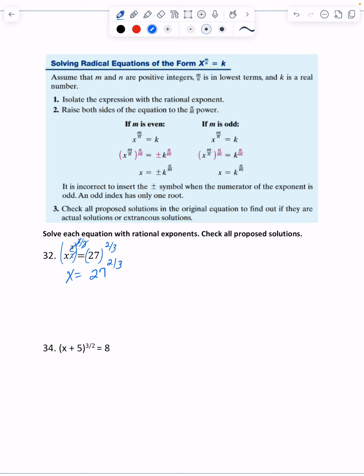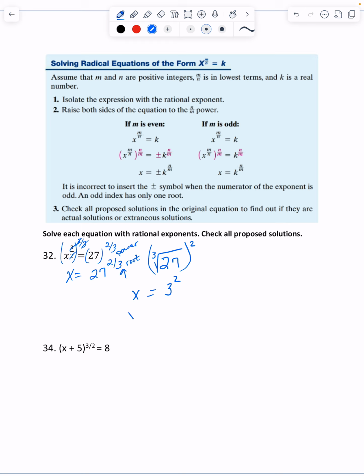There's actually two ways that I could do that. The denominator tells me the root, and the exponent, or the numerator, tells me the power that I'm going to use. So in this particular problem, this is the easiest way to do that because I know that the cube root of 27 is a perfect cube. What is the cube root of 27? 3. And then what is 3 squared?